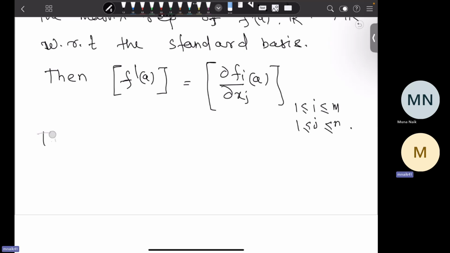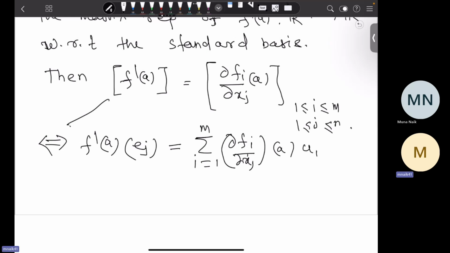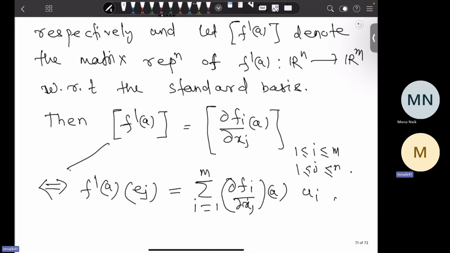So what does that mean? This is equivalent to showing that F prime of A applied on the vector ej is nothing but the summation i equal to 1 to m of del fi by del xj into ui. This is equivalent to proving that. I hope the statement is clear.